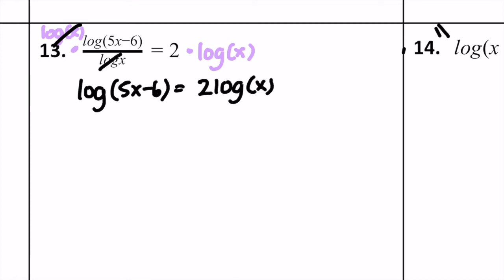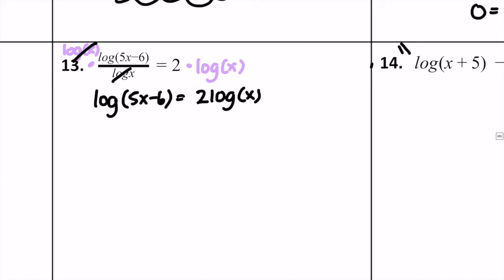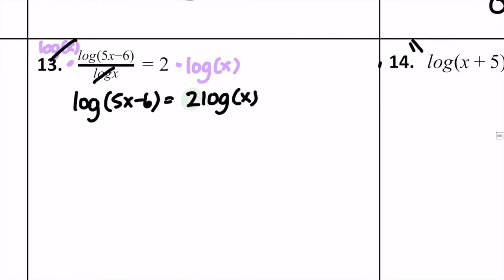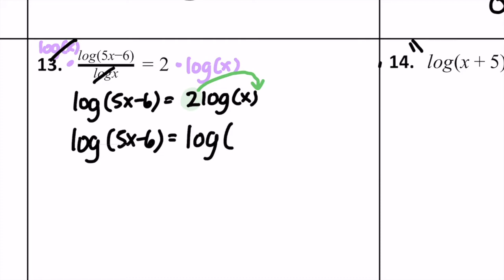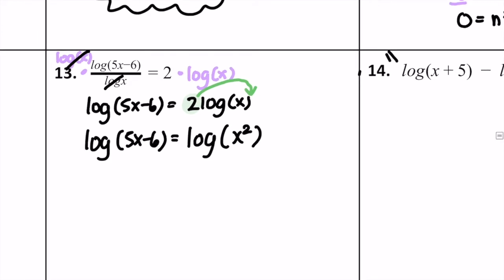I want a single log equal to a single log. Right now I have a coefficient on the right-hand side. I need to move that to be an exponent instead, so I'm going to move it to be the exponent of the thing inside of the logarithm. Now I have log of 5x minus 6 is equal to log of x squared. I want to take what's inside of one logarithm and set it equal to what's inside of the other. What's inside needs to be the same for both of these logarithms with the same base for them to be equal to each other. So I have 5x minus 6 is equal to x squared is the equation I can write to solve from here.